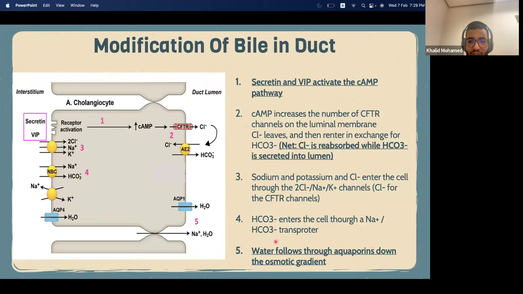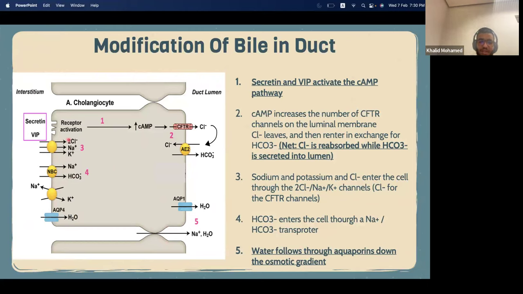Now this is also important. So you see these underlined bold. If you come out of the slide only knowing this stuff, that's very good. Secretin and VIP activate cAMP, which activates CFTR. CFTR charges the Cl minus hydrogen carbonate antiporter. Bicarbonate is secreted, so therefore the bile is more alkaline. And then this channel is what supplies HCO3 from the interstitium to the cholangiocyte. And then finally, water follows down the osmotic gradient.